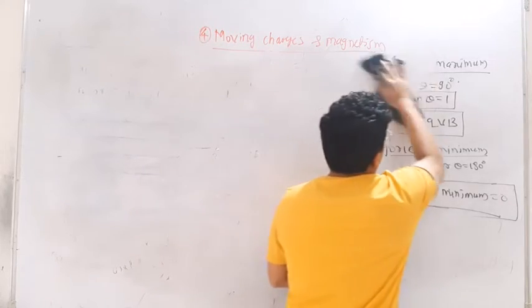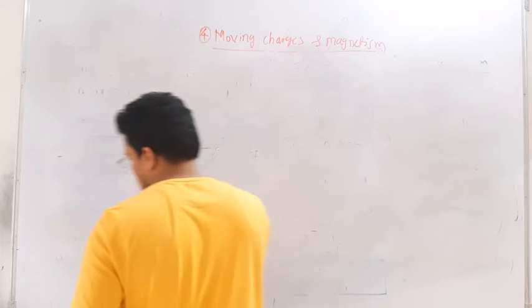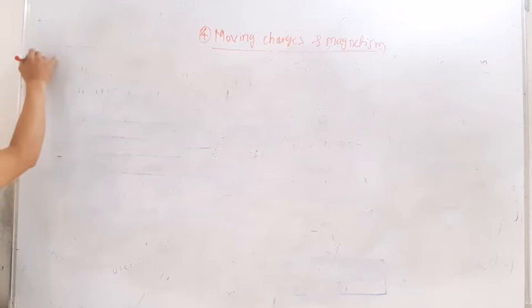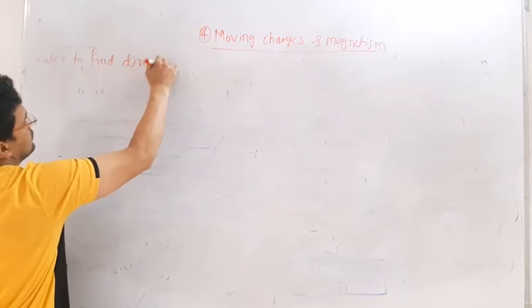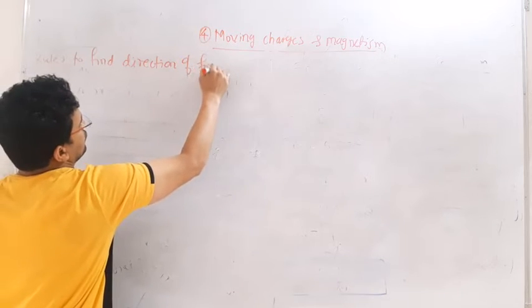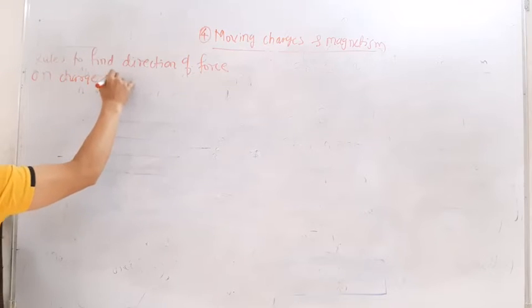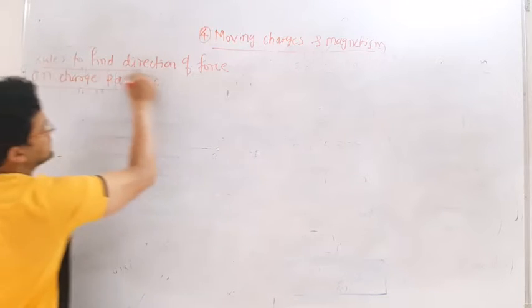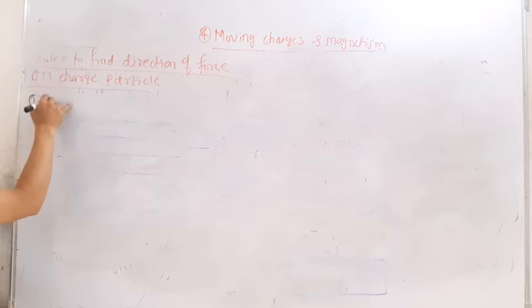Okay, so remember the representation of magnetic field lines: dot in the circle and cross in the circle. Here there are rules to find the direction of force on a charged particle, that means in which direction the charged particle will deflect.